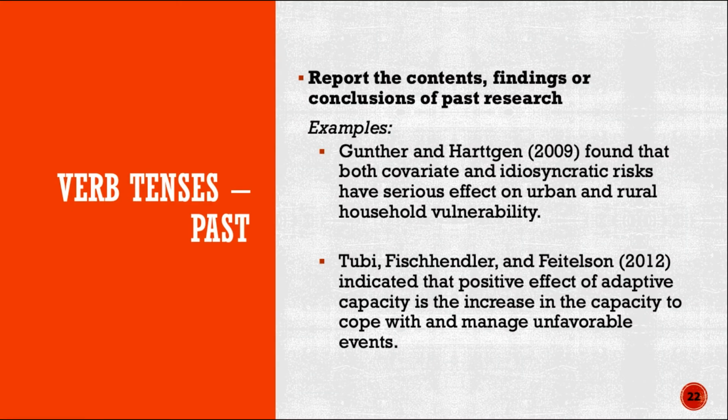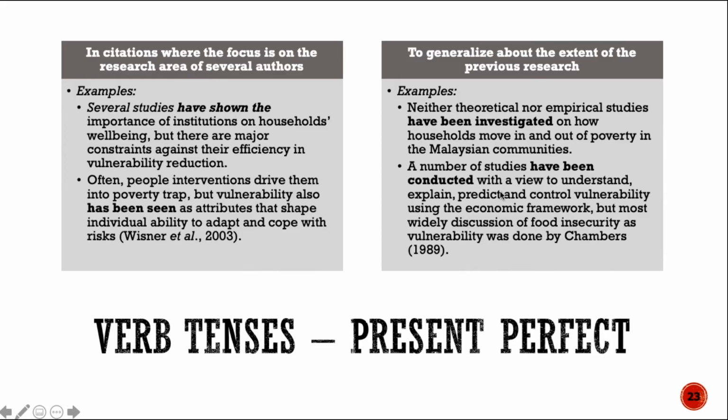Then also we use the past. Usually we use it when we report the content of findings or conclusions of past research. For example, we say Gunther and Hartgen 2009 found that both covariate and idiosyncratic risk have serious effects on urban and rural household vulnerability. Or, for example, Tobin et al. 2012 indicated that the positive effect of adaptive capacity is the increase in capacity to cope with and manage unfavorable events. So this past finding is already well established, and we use the past tense.